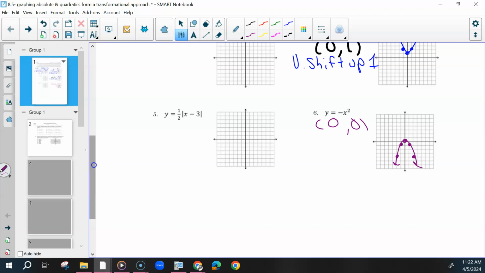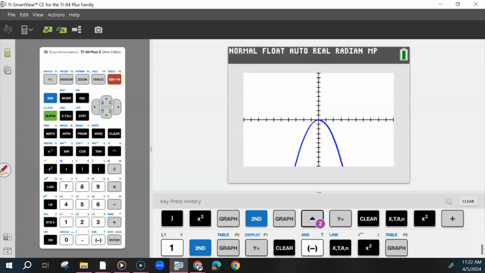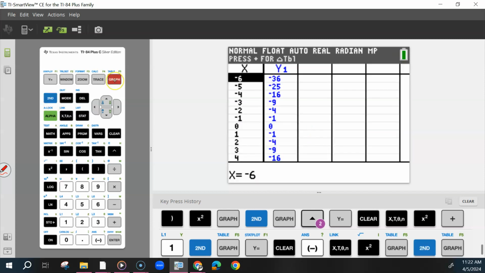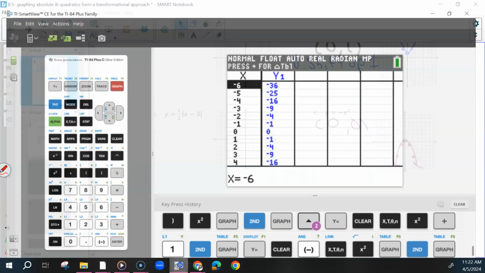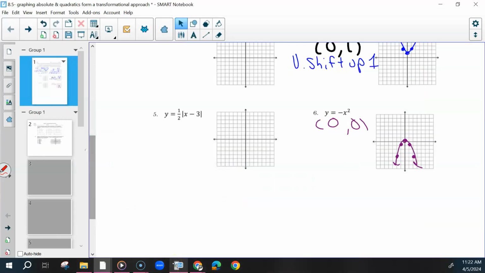And then if we wanted to check that, you could put it into your calculator. This should be your vertex, so let's do that really quickly. So that my graph matches. If I go into the table, it starts at 0, 0, negative 1, negative 1, 1, negative 1. We did that. Negative 2, negative 4, and 2, negative 4. We did that.